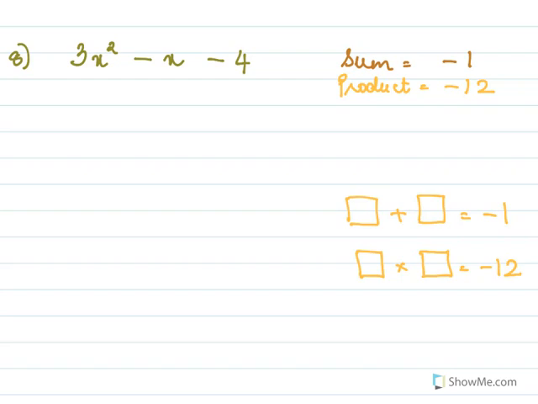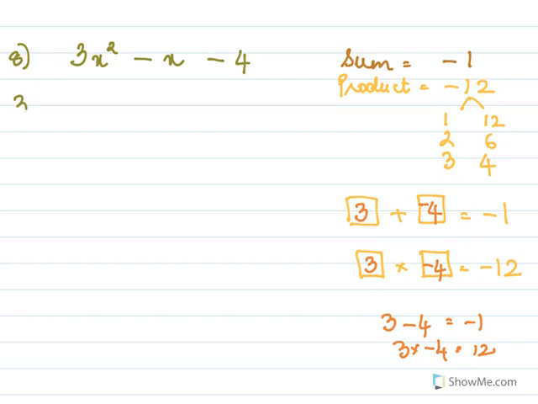Now if you break up 12, the factors of 12 will be 1 and 12. Now 1 and 12 don't give us minus 1. Then 2 and 6, if we add or subtract, does not give us minus 1. But 3 and 4, when we subtract, we get minus 1. So the numbers could be plus 3 and minus 4. Plus 3 minus 4 will give us minus 1, and 3 into minus 4 equals minus 12.